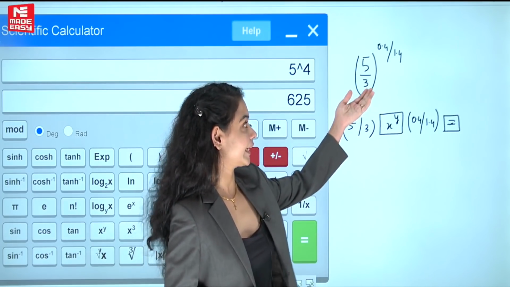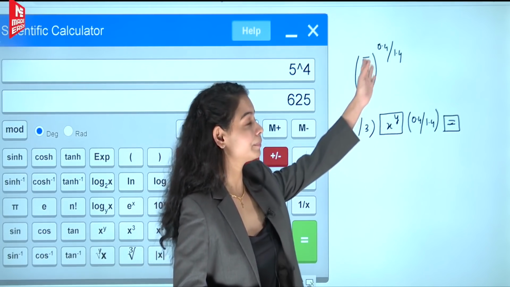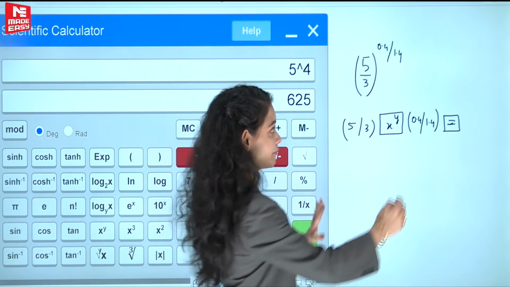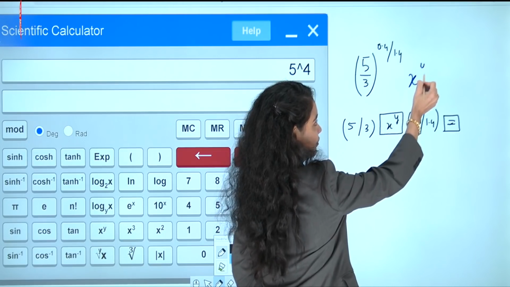Now let's say we need to calculate this value 5 by 3 to the power of 0.4 divided by 1.4. Now again we will be using the same tab, that is x to the power of y.